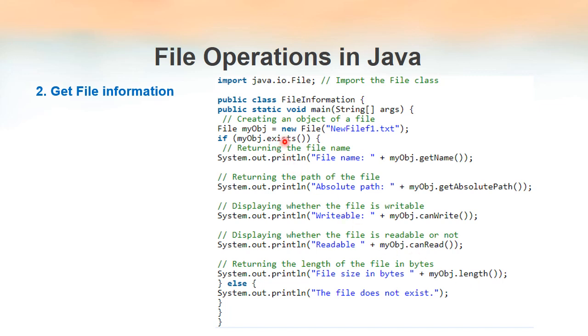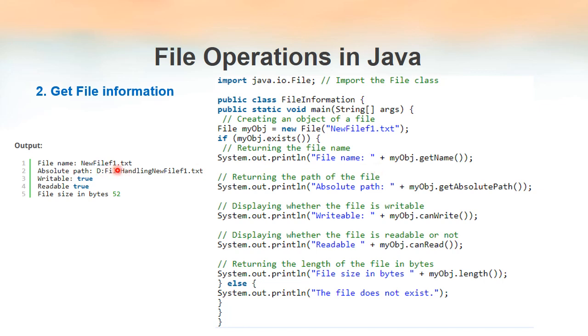So exists means this method returns true if and only if the file that we are referring to exists. If it does not exist, it will return false. If it returns false, then none of these statements will be executed because all these are inside the if statement. It will jump to the else block and this line will be executed. So we'll see a sample output.